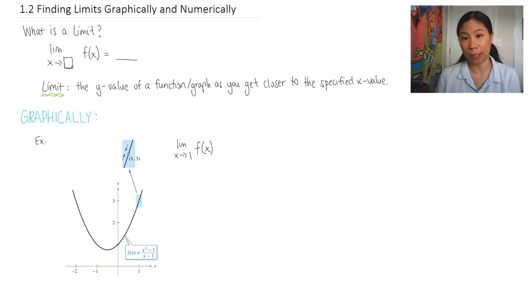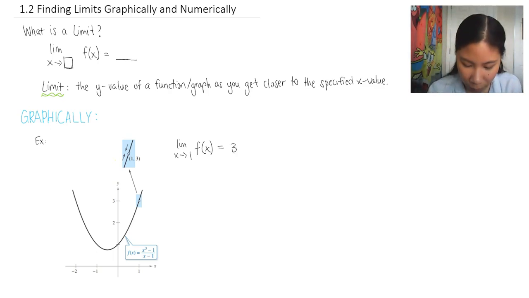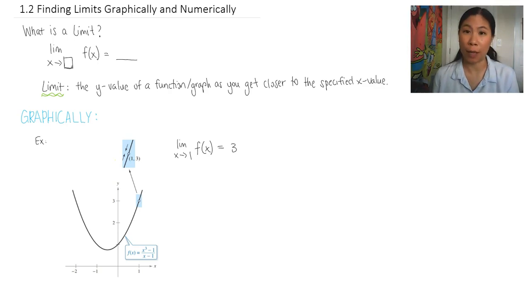our graph of f of x, which is the one that's graphed here, the y value here, I'm trying to say as you approach the graph from both the top and the bottom, going towards x equals 1, the y value is 3. So the limit as x approaches 1 of f of x is 3.